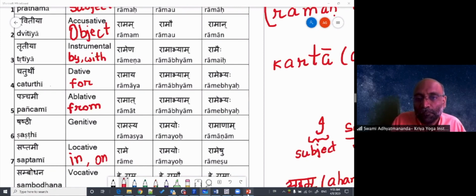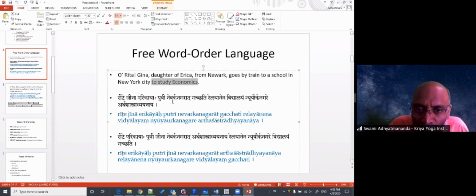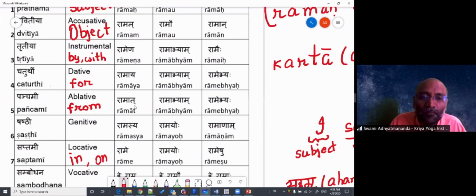Again, in our example earlier, if you look at this word Nagarat, from Newark, Nagarat, from Newark City, not New York. So I'm using Nagarat, Ramat. You see the same form? Ramat, Nagarat. So that's what it means. It is used in the fifth case.